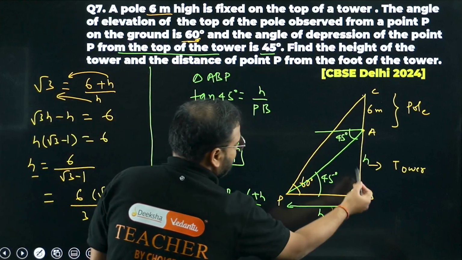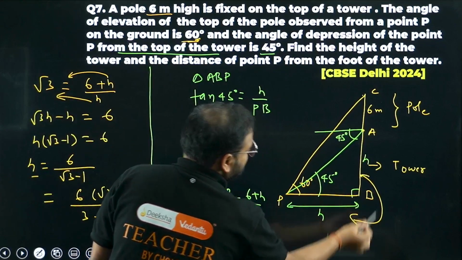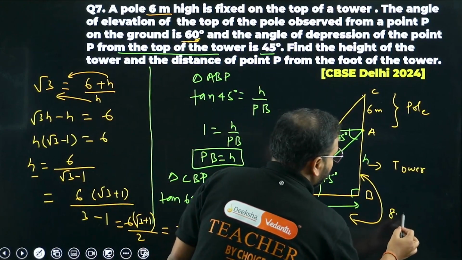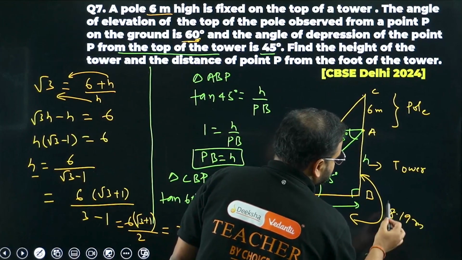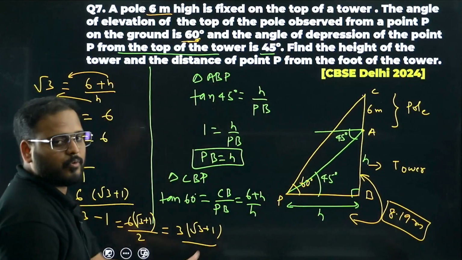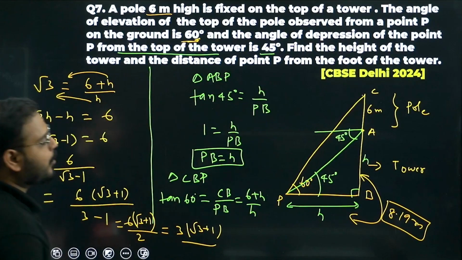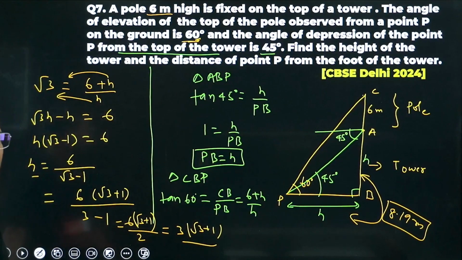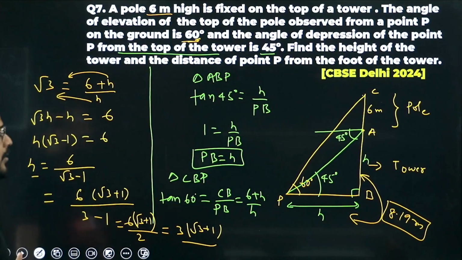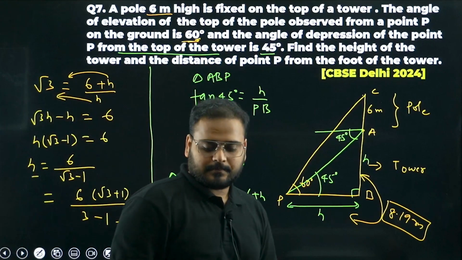Same thing. Both are coming as the same result. How much is that? 8.19. I can write this meters. Or 8.2 also is okay. So your choice. 8.19 meters is my final answer. I hope this is visible. Please have a look. Okay, chaliye.